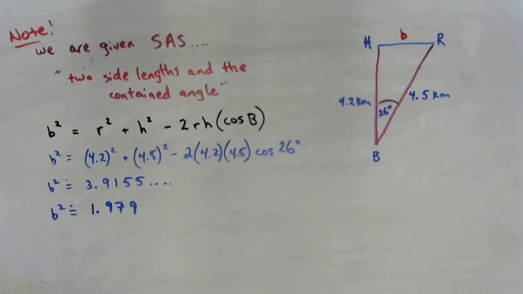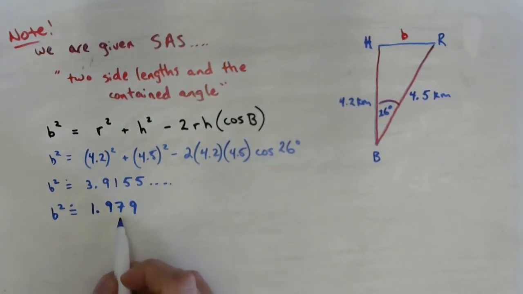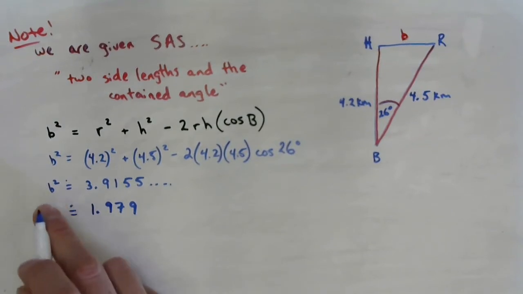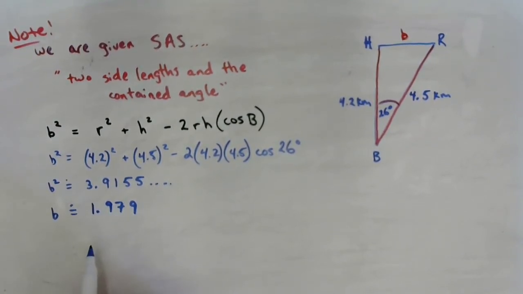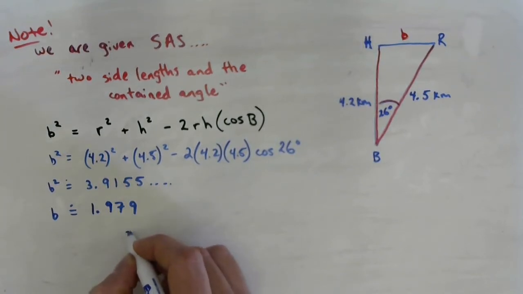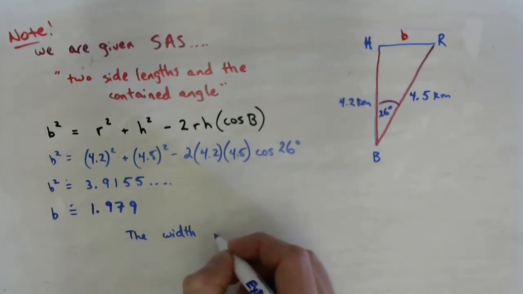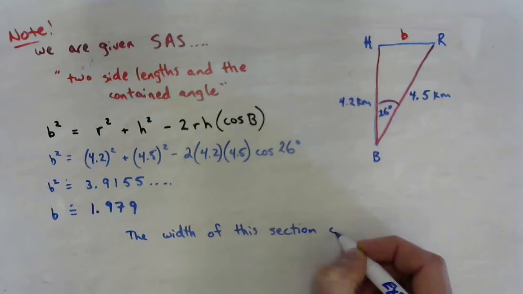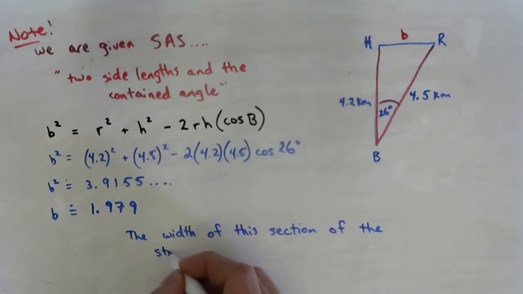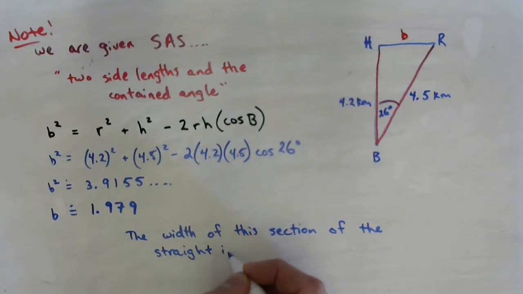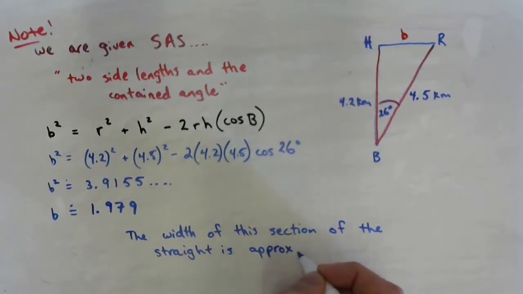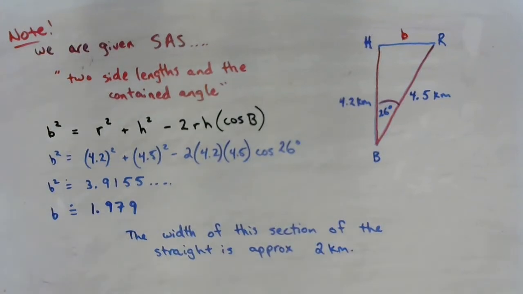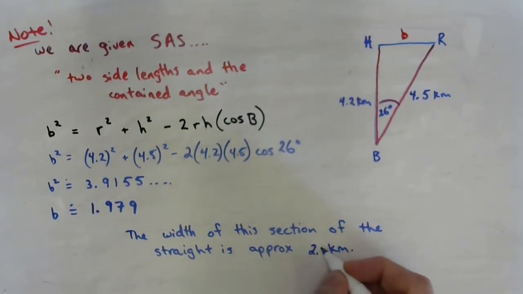Double check back. It asks me to do it to the nearest tenth of a kilometer. So this is actually going to round up. It's b, not b squared. Caught a split second before me. Okay, I'm going to round this up to 2 kilometers. So the width of this section of the strait is approximately 2 kilometers. And because they asked for it to the nearest tenth, you might write 2.0 kilometers.